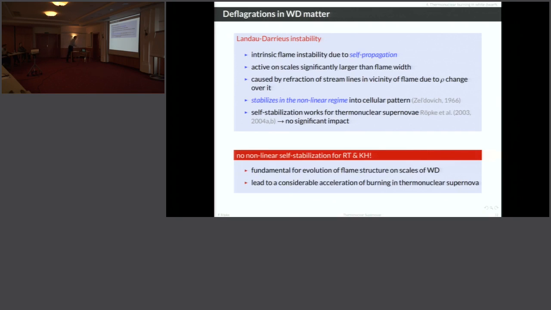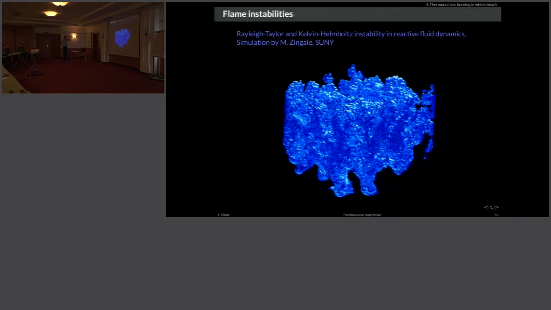And this is different for the other two instabilities. There's no nonlinear self-stabilization for the Rayleigh-Taylor and the Kelvin-Helmholtz instability, so therefore they are fundamental for the evolution of the flame structure on scales of the white dwarf star. And they lead to significant acceleration of the burning in thermonuclear supernovae. So this is a very important effect to consider if you model deflagrations in white dwarf stars. And the overall effect of Rayleigh-Taylor and Kelvin-Helmholtz instabilities in a reactive fluid was simulated on this microscopic level by Mike Zingale with the low-Mach number code. I just wanted to show the result here to give you an impression of how this looks in 3D.